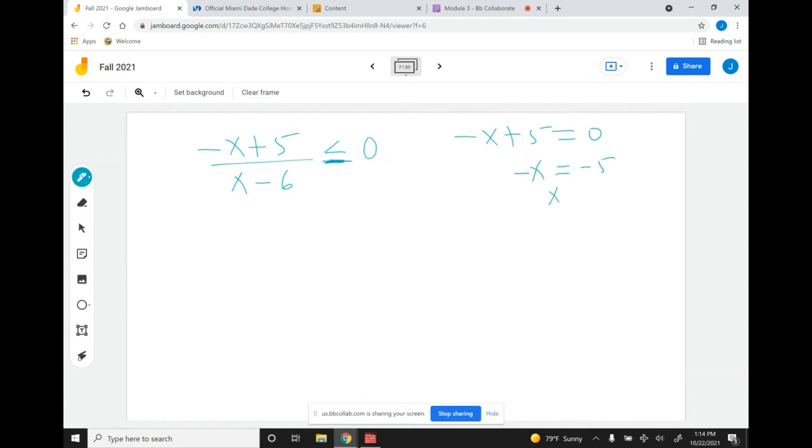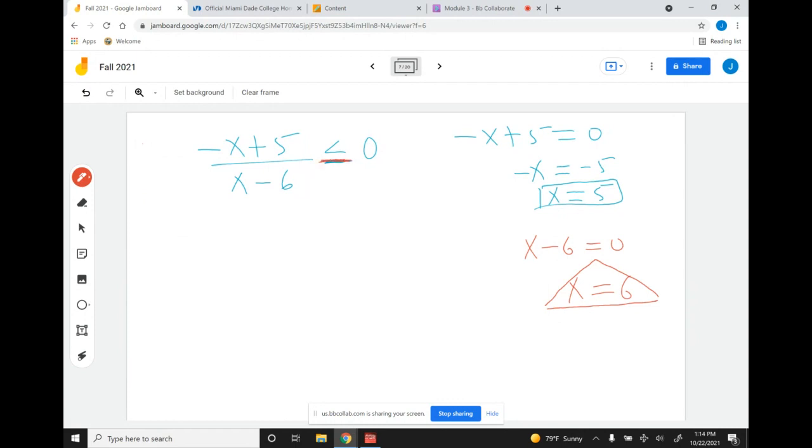This will be 5, but that's from the numerator. The other critical number, I'm going to put it in red because that's dangerous. The other critical number comes from the denominator, and this guy is dangerous. We're going to put it in a triangle. And that critical number, that 6, will not contain a bracket. It will contain a parenthesis. Why? Because it's coming from the denominator, regardless of this.